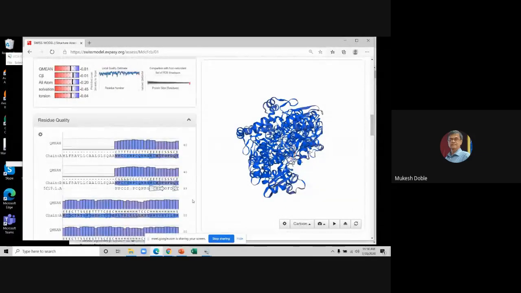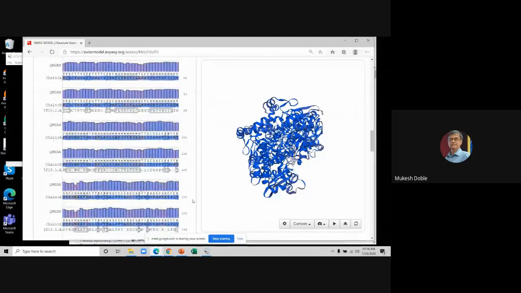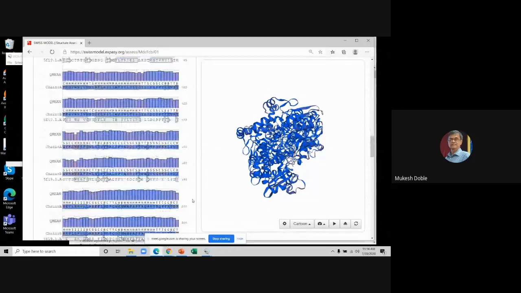Okay, then it also gives you the RMSD values.